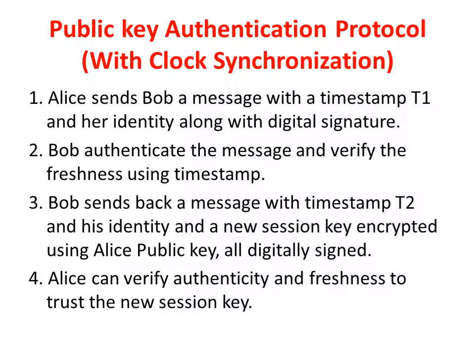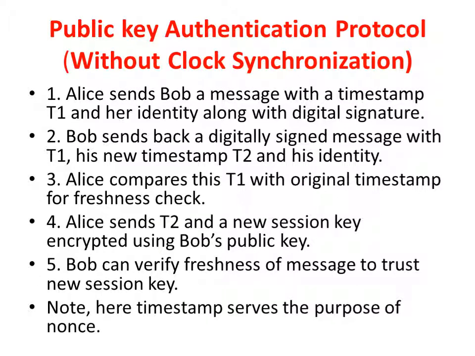That means the party is the same one with which I have communicated, by using its own timestamp. Freshness can be checked by timestamp T2, and Alice will also get a new session key from an authenticated party, the receiver Bob. This is how the public key authentication protocol using a master clock can be done. Because we have used the same clock, timestamps T1 and T2 follow the same system clock.